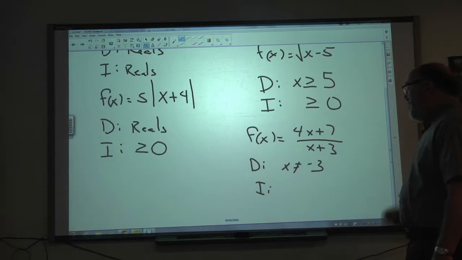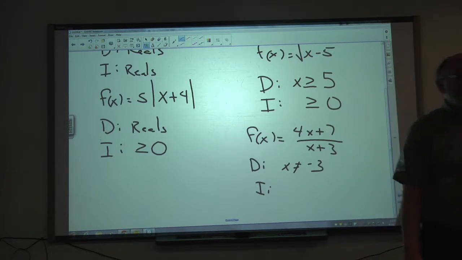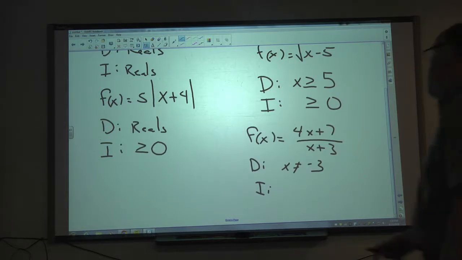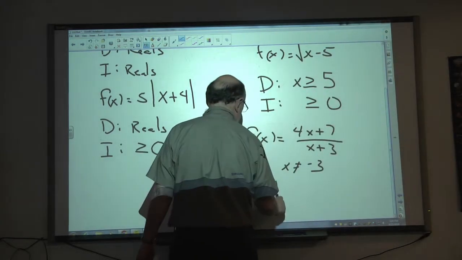When I do that, what kind of numbers come up? Can I get negative numbers? Yeah. Can I get 0? Yeah. Can I get positive numbers? Yeah. Sounds like all reals, right?